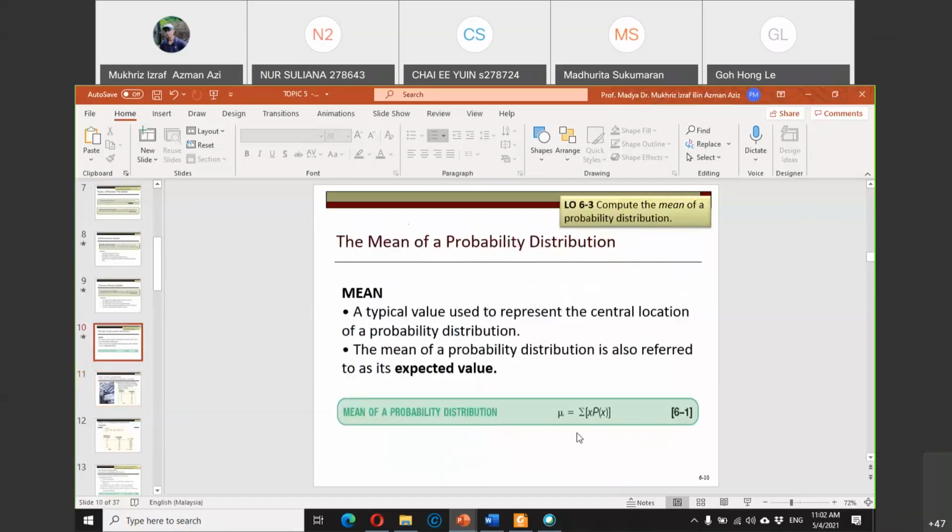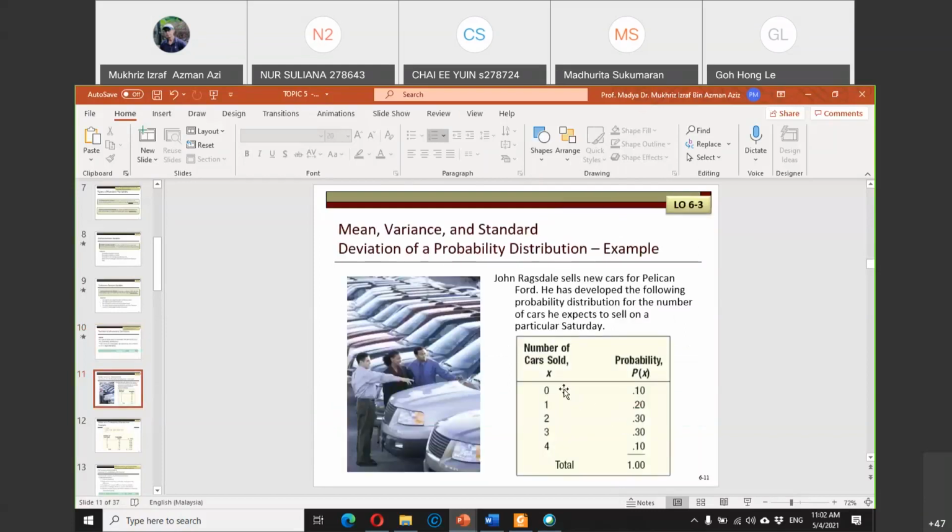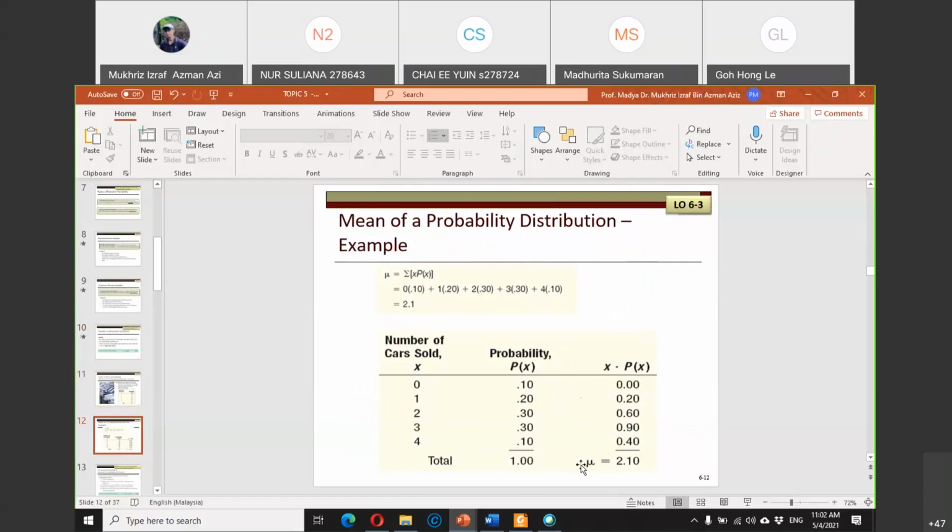The formula for the mean is simply x multiplied by P(x), and you sum all of the possible outcomes. This is the x, this is P(x). So x multiplied by P(x), plus x multiplied by P(x), plus x multiplied by P(x). You repeat the summation for all possible outcomes, then you can calculate the mean. The mean here from this simple example is 2.1.